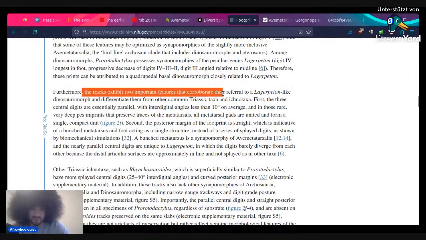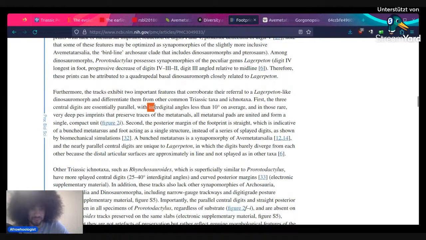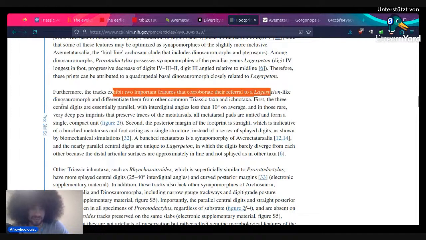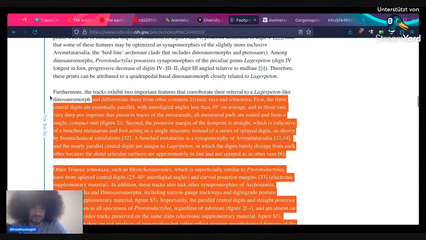So the tracks exhibit two important features that corroborate the referral to Lagerpeton-like dinosaur morph, and differentiate them from other common Triassic taxa. First, the three central digits are essentially parallel, with interdigital angles less than 10 degrees on average. And in those rare, very deep imprints that have preserved traces of metatarsals, all metatarsal pads are united and form a single compact unit. But do you have enough body fossils from the early Triassic to rule out that it's a dinosaur morph or not a dinosaur morph? Again, that's what people are saying is the issue with this: you don't have enough proof to clearly and distinctly say this is a unique synapomorphy solely to this clade.